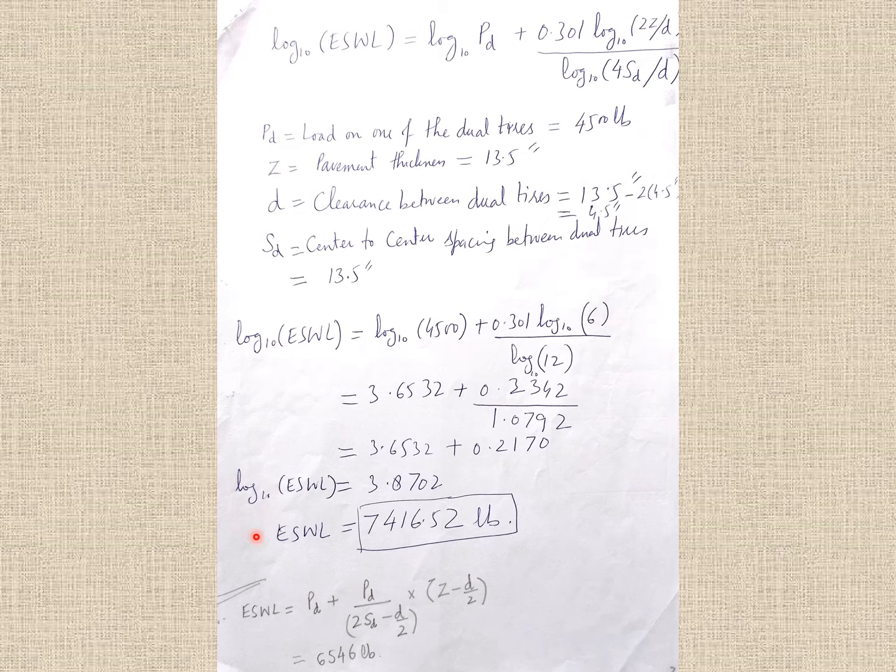As I mentioned earlier, there are different formulas available to estimate the equivalent single wheel load. There is another formula for the determination of the equivalent single wheel load, this one. Considering this formula, when you substitute the values, you get the equivalent single wheel load equal to 6546 pounds. So in this example, we determined the equivalent single wheel load graphically and analytically.